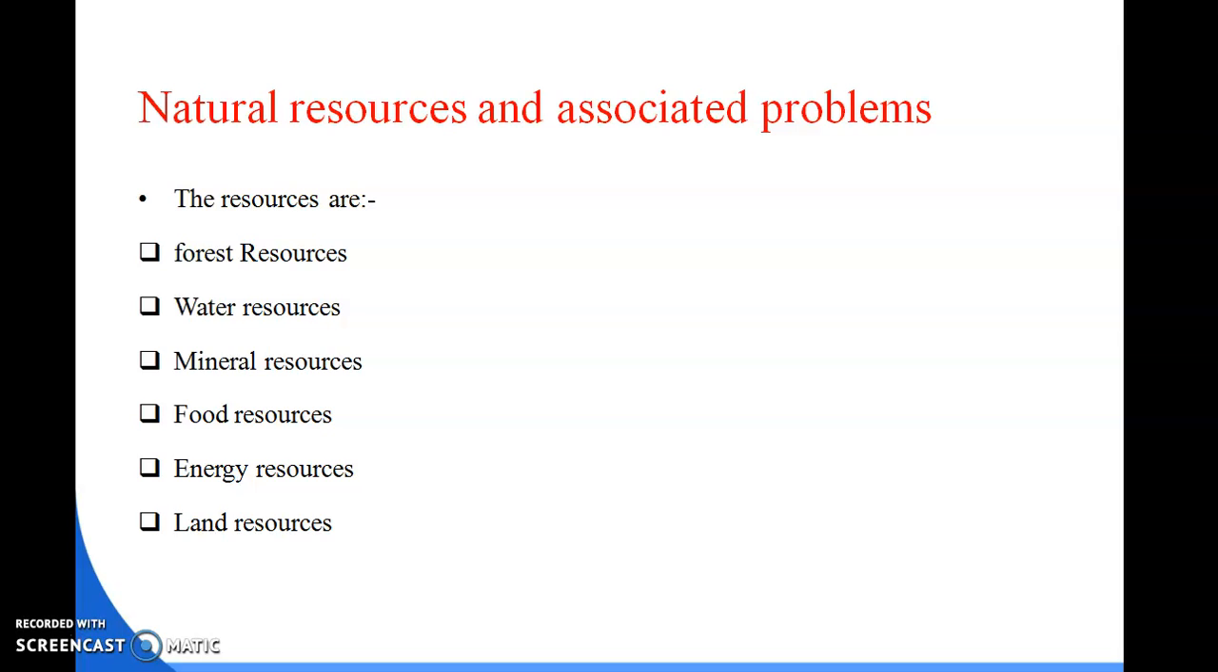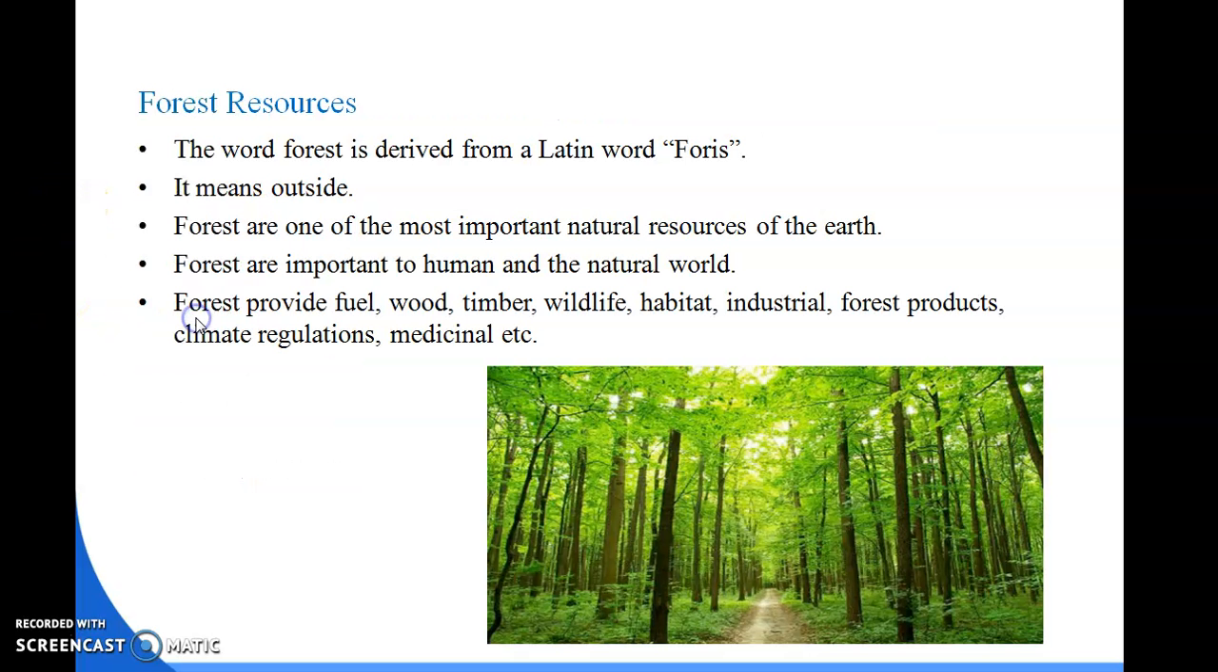So these are the various problems that we are facing. Our next topic is forest resources. Now I will tell you about the forest resources. We are switching to the various types of resources that we are going to study. First, we are going to study the forest resources. We have enough idea about forests.